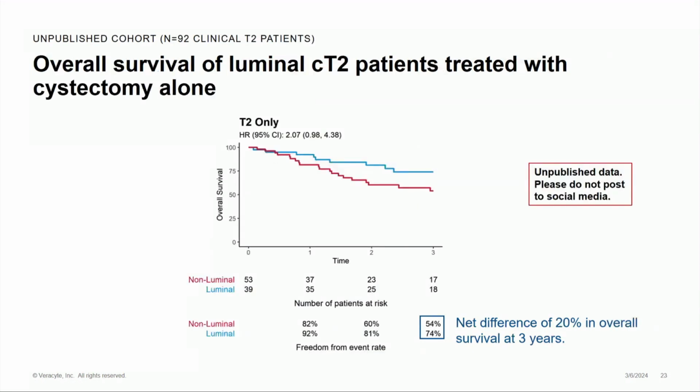To support this even further, this comes from the MOL2 data set, which I showed you with the non-muscle to muscle invasive upstaging population. In the clinical T2s treated with cystectomy only, so this is no systemic therapy again, at 3 years we see a net difference of 20% in overall survival for luminals versus non-luminals. So this is actually a striking difference, I think, and again supports the idea that non-luminal tumors could avoid chemotherapy.